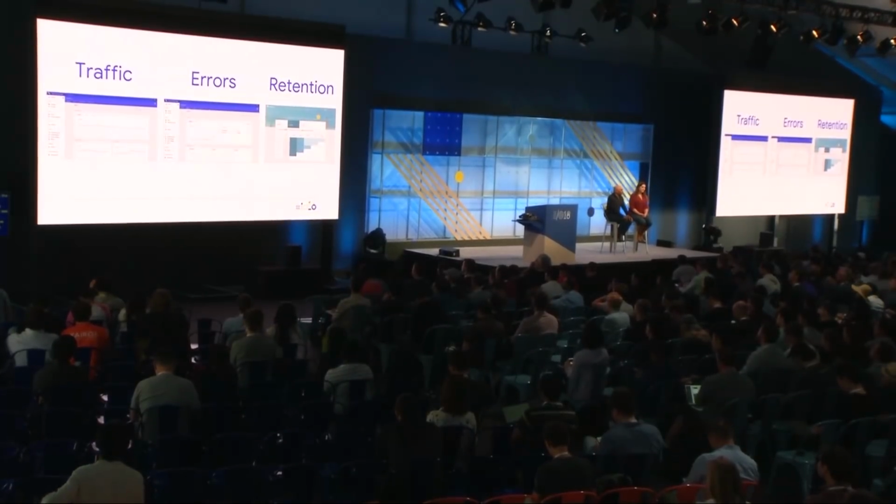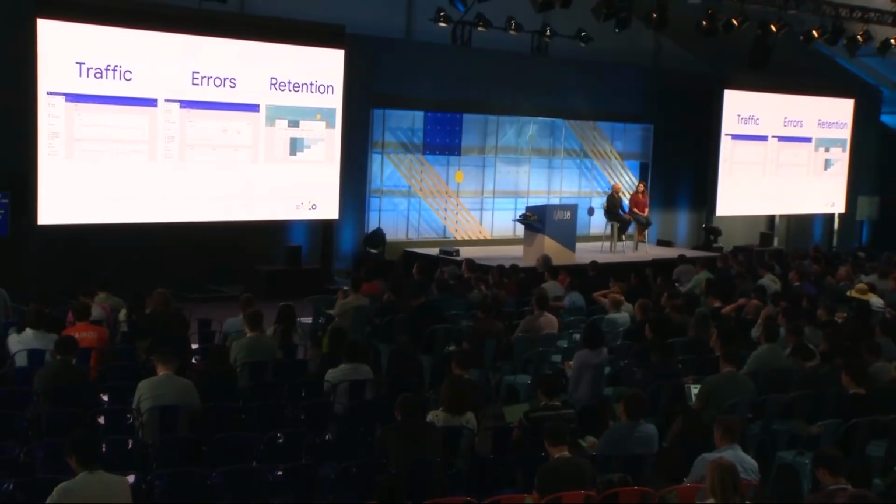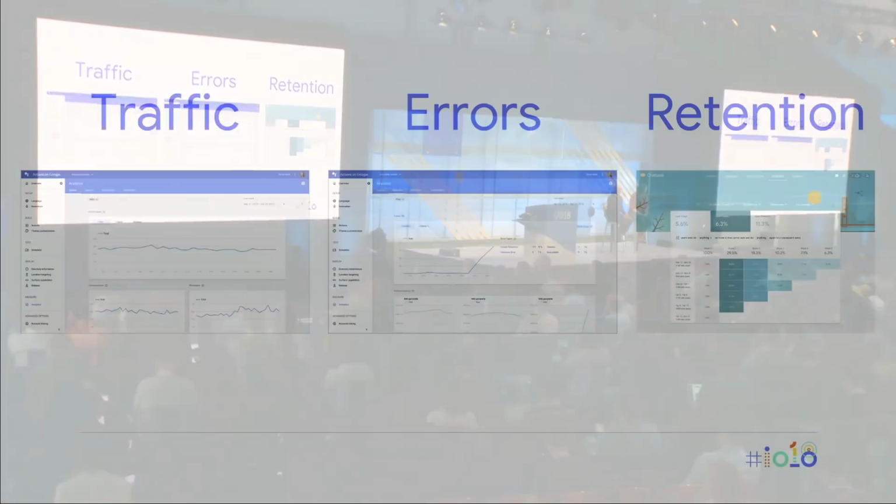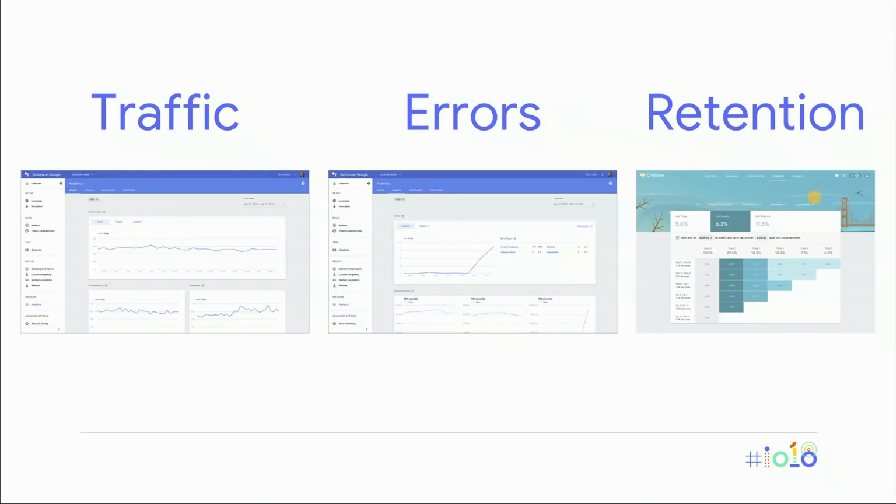For traditional metrics like traffic, errors, and retention, there are existing analytics views you can use to see these. You can find the two on the left on the Actions on Google console. Retention, like a cohort analysis, is available through another tool called Chatbase. Chatbase is a tool that you can integrate with your action where you can get deeper conversational analytics.